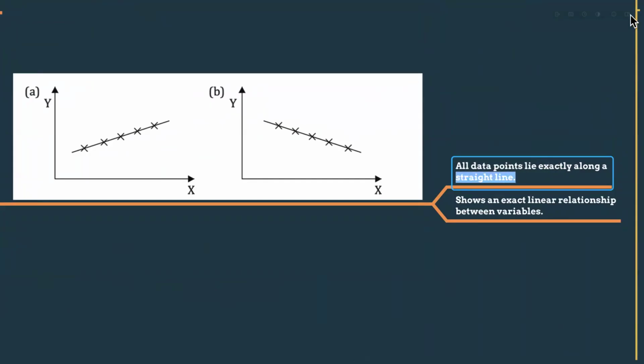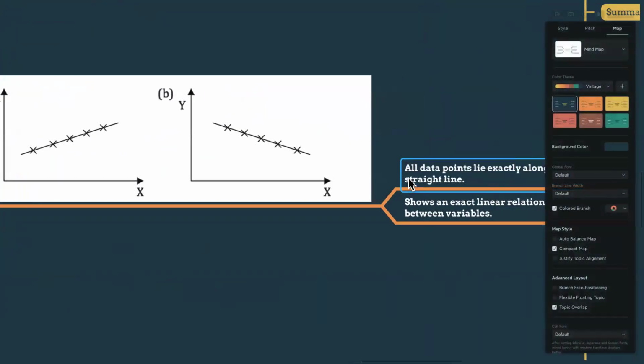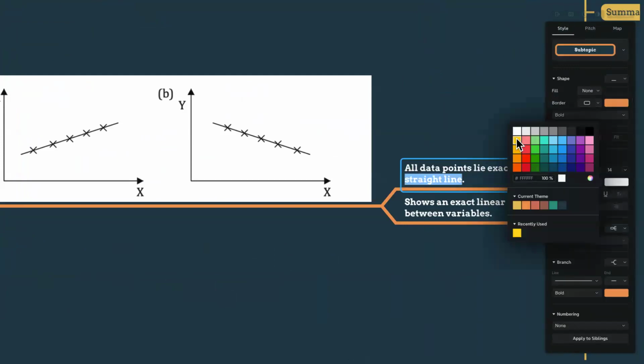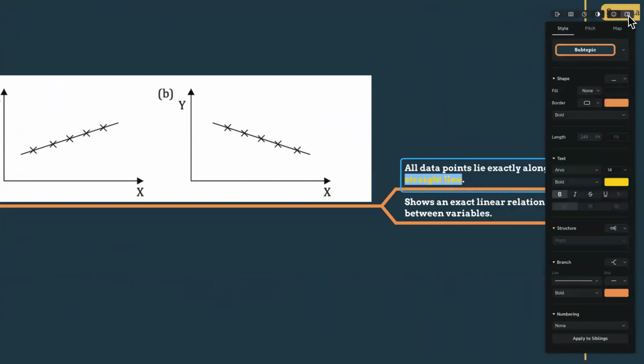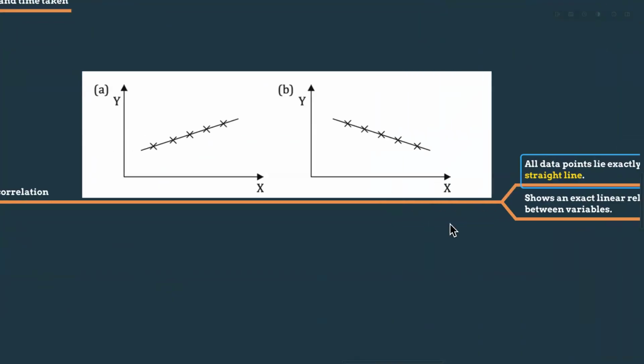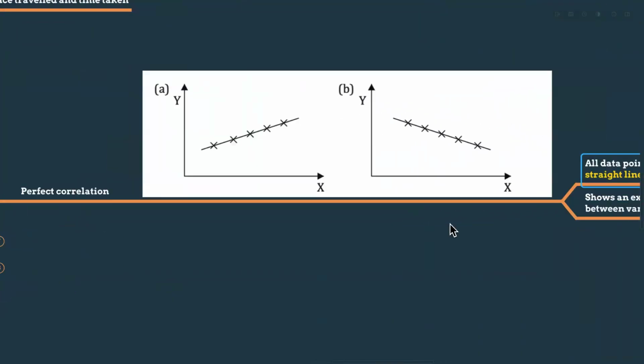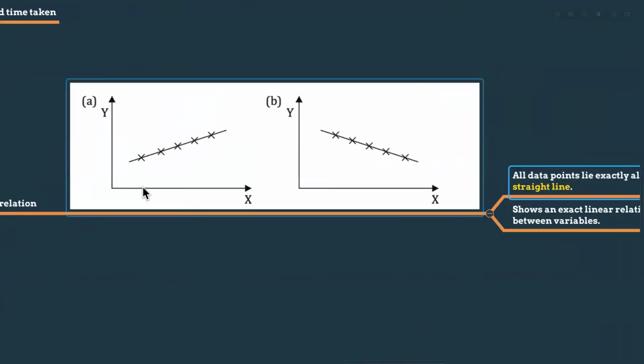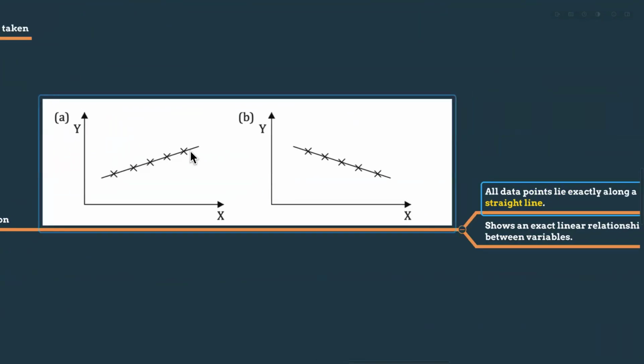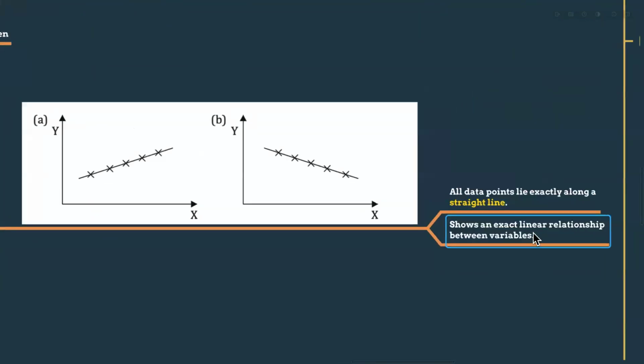If you plot the two pairs of dots and you get a straight line, that is a perfect correlation. It might be positive or negative. This is a positive correlation. This is a negative correlation. But it is a perfect correlation. All the points are in a straight line, and it shows an exact linear relationship.